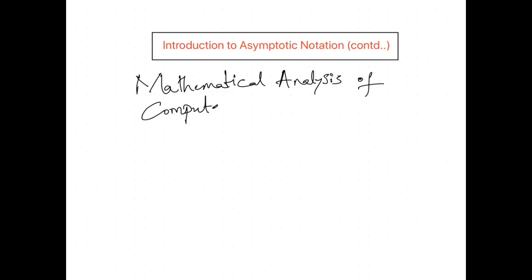Asymptotic notation is mathematical analysis of computer science algorithms. Why are we going for mathematical analysis on computer science algorithms?